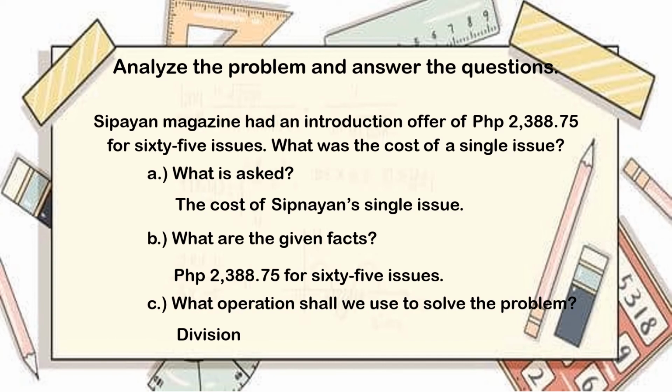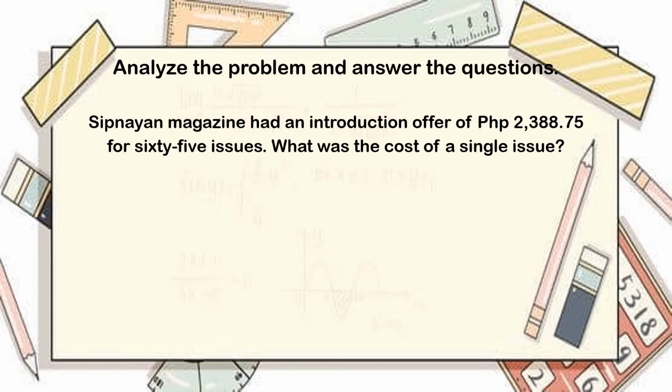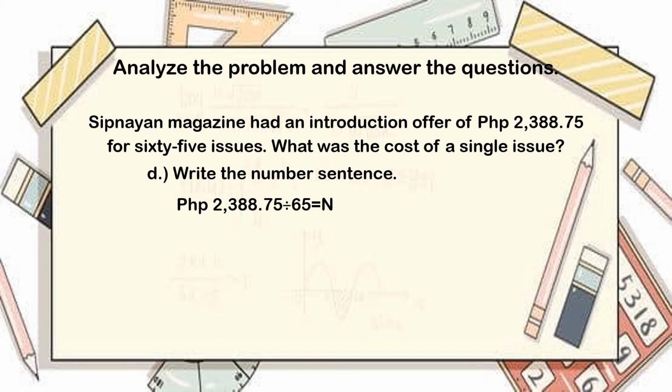Next step. What operation shall we use to solve the problem? Again, think of the operation to be used in the problem, children. What is now your answer? The answer is division. Yes, your answer is correct. The next question in the problem is, write the number sentence or the equation or the mathematical sentence. In order to get the answer, you have to write first the number sentence. So let's have 2,388 pesos and 75 centavos divided by 65 equals n.